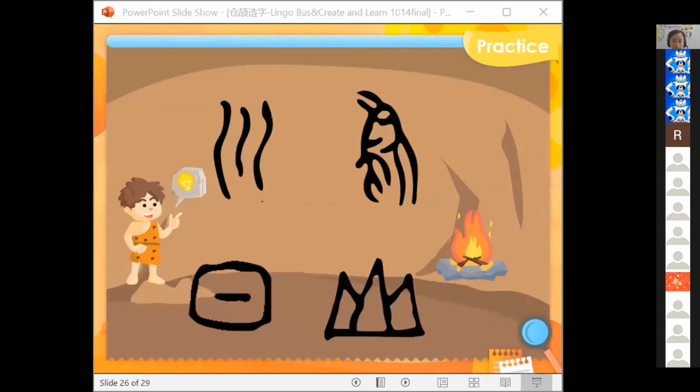I'm going to type the character 鸟 in the chat box. 鸟. It's what it looks like nowadays. How about the third one? We have talked about it. And do you remember how to say it in Chinese?